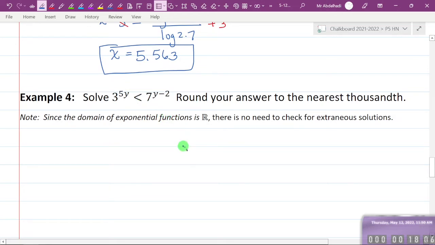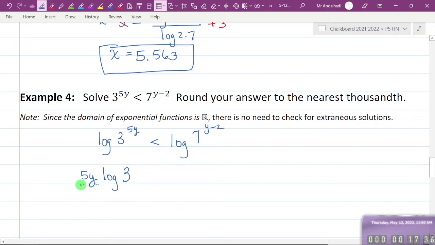Okay? Now, once again, we have exponentials here. We want to change them into logarithms so we can take advantage of the properties of logarithms that work for us. We'll take the log of both sides here, and we get log 3 to the 5y is less than log 7 to the y minus 2. Now we can use the power property of logs to bring those down, okay? And the 5y comes down times log of 3.